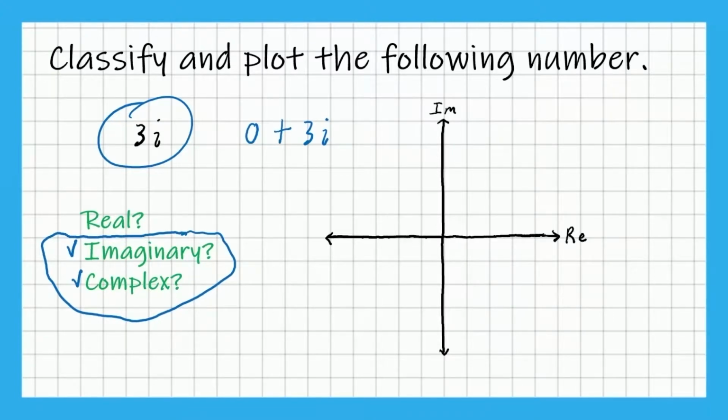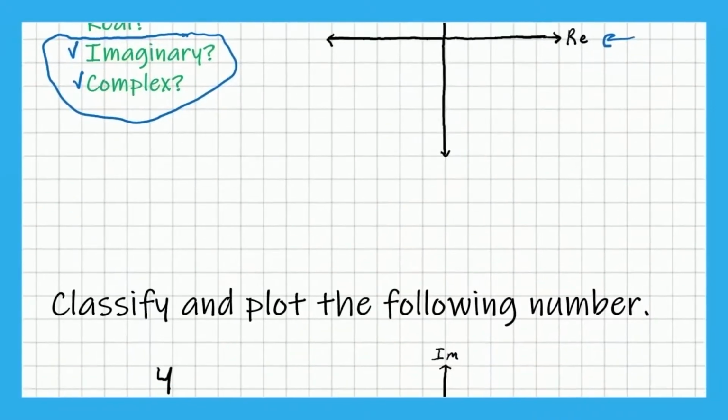Okay, good. How do we graph this? Well, we don't move right or left on the real axis because there is no real number being added or subtracted. We only have the imaginary number in this case. So 3i will tell us to go up 3 because it's positive. So 1, 2, 3 on that imaginary axis. So 3i is graphed right there on the complex plane.